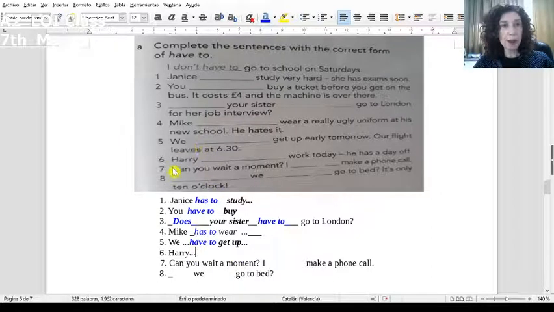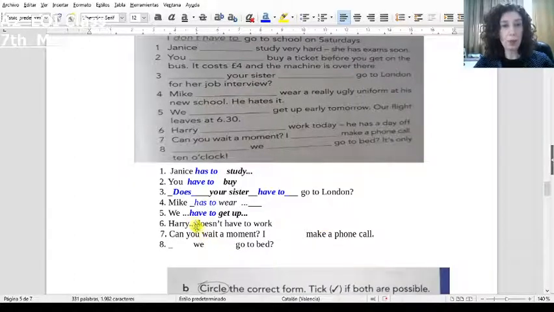Number 6. Harry, third person singular, tercera persona del singular, work today. He has a day off. Tiene el día libre, entonces no es necesario. ¿Cómo hacemos la negativa? Tercera persona del singular, doesn't have to. ¿Vale? Porque es el día libre, no es necesario. Hacemos la negativa con el auxiliar de tercera persona del singular, doesn't have to, no tiene la necesidad de trabajar, doesn't have to work. ¿Vale?